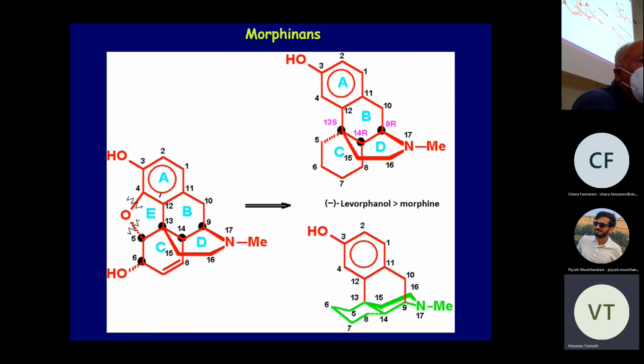The activity of levorphanol is more potent. The activity is higher than that of morphine. But this means that we have a higher activity, but also more potent side effects. Levorphanol is not used in therapy. It's just the prototype of morphinans.